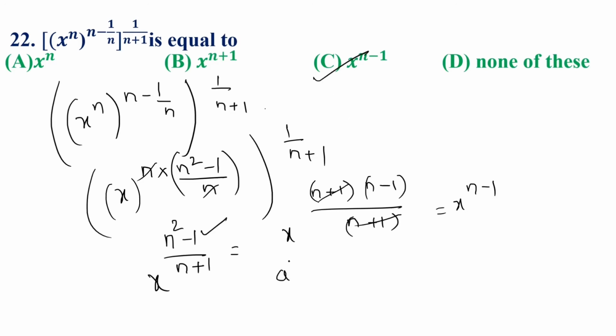What is the formula I am using? a square minus b square is equal to a plus b into a minus b.